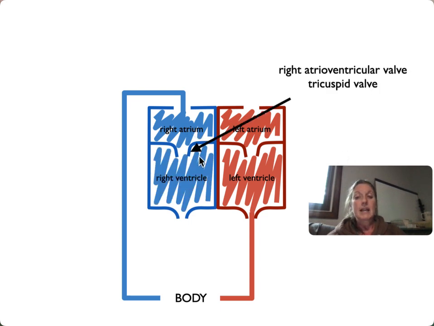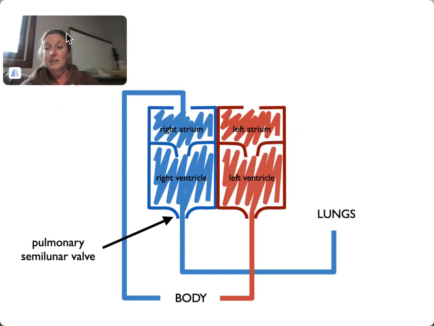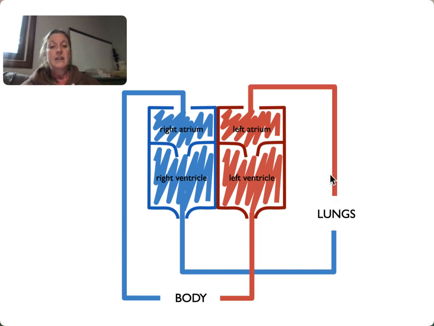It moves from the right atrium to the right ventricle, passing through the right atrioventricular valve or tricuspid valve. Then the right ventricle contracts and sends the oxygen-poor blood to the lungs. It passes through the pulmonary semilunar valve in order to get there. In the lungs, the gas is exchanged. Blood gives up the carbon dioxide and picks up oxygen. And then that oxygen-rich blood returns back to where we started in the left atrium.